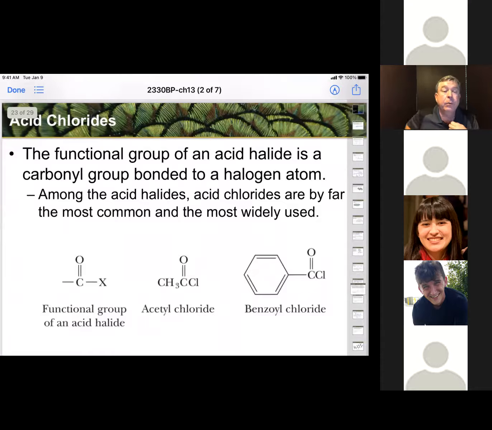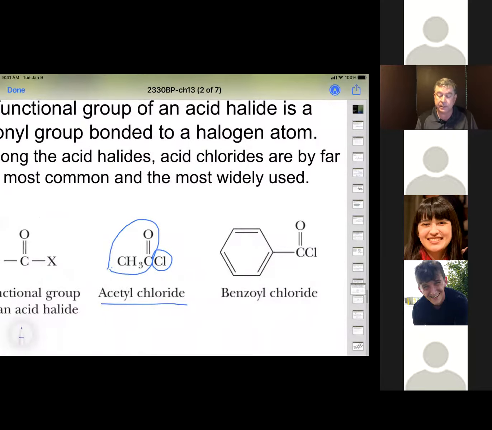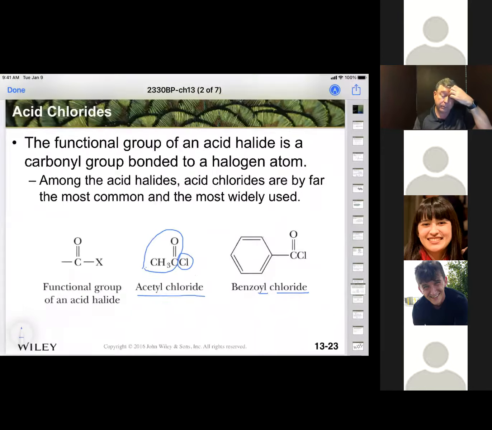We can take that OH group off and put an even more electronegative group, in this case a chlorine, on it, and that actually makes it really, really reactive. We call these acid halides, but most of the time we use chloride because the others are a little too reactive. And so we have what we call acid chlorides. We'll name these in the next chapter as well. This is acetic acid. We converted it to the chloride, so it's acetyl chloride. This was benzoic acid, and we've converted it to the chloride, so it's benzoyl chloride.